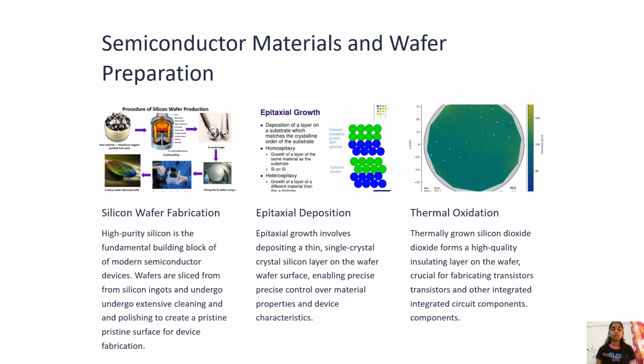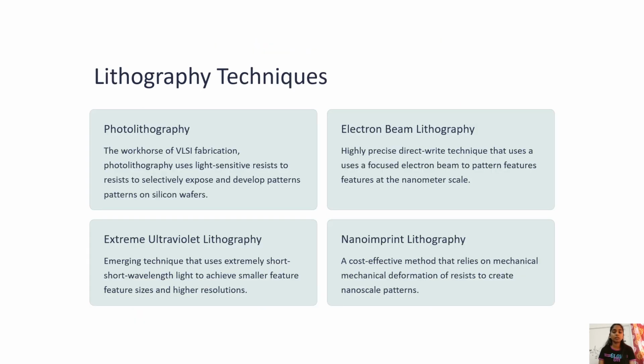Epitaxial deposition. Epitaxial growth involves depositing a thin single crystal silicon layer on the wafer surface, enabling precise control over material properties and device characteristics. Thermal oxidation. Thermally grown silicon dioxide forms a high quality insulating layer on the wafer, crucial for fabricating transistors and integrated circuit components.